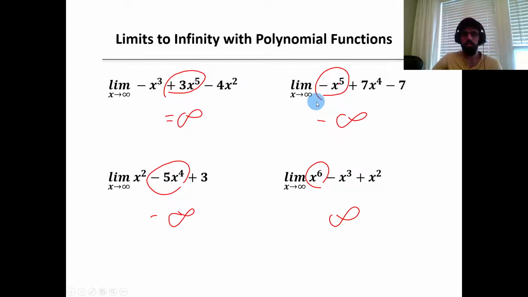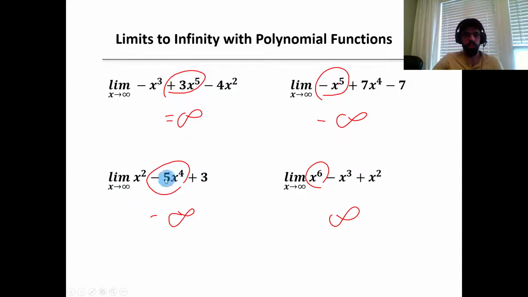Similarly, in the second example, we have x to the power of 5 as the biggest term. However, it's got a negative, or a -1, coefficient. And so we're going to multiply infinity by itself 5 times, which is going to be positive infinity. And then we multiply that by a -1. Well, that's going to be negative infinity. So the limit as x approaches infinity for this graph, as the graph goes to the right forever, it's going to drop down forever.